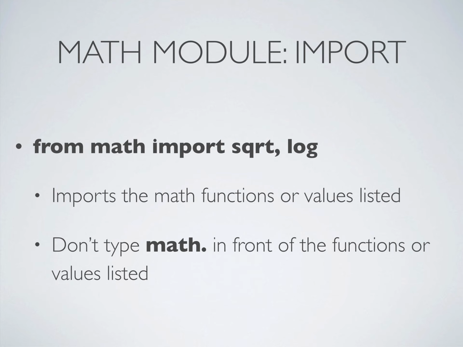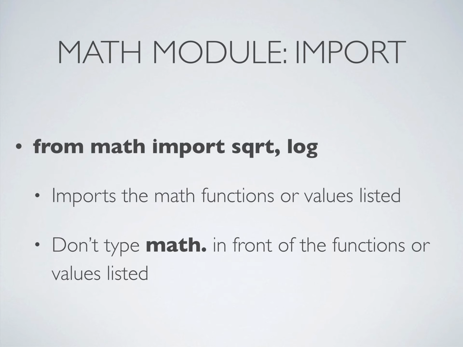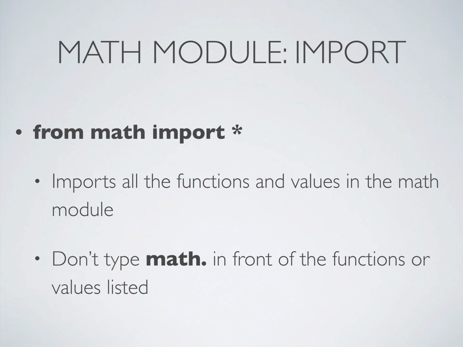The third method of importing a module is to do from name of the module import asterisk. So this asterisk basically means import everything. It's similar to the previous one, except there you have to list out all the specific things you're going to use from the module, while here it's just going to import everything. So, like the previous example, you do not have to type math dot in front of things that you use from the module. Let's talk a little bit about pros and cons of each one, and what it looks like actually using these math functions and values.